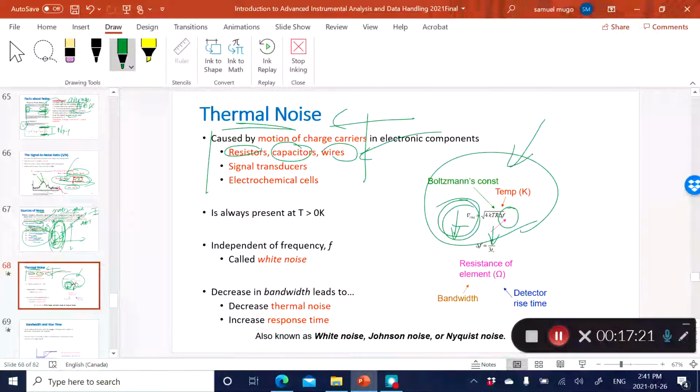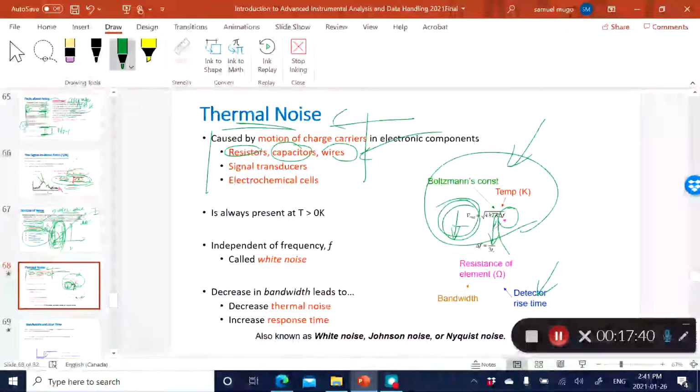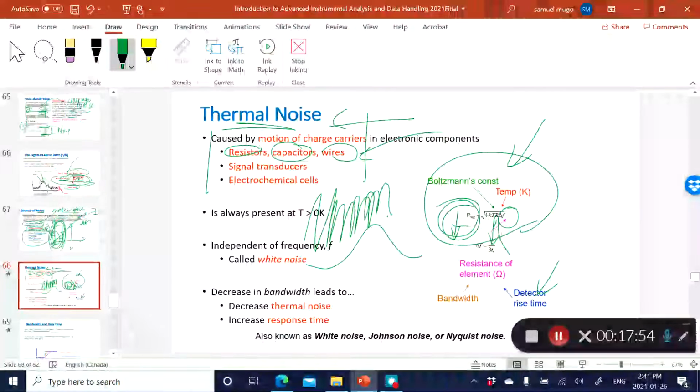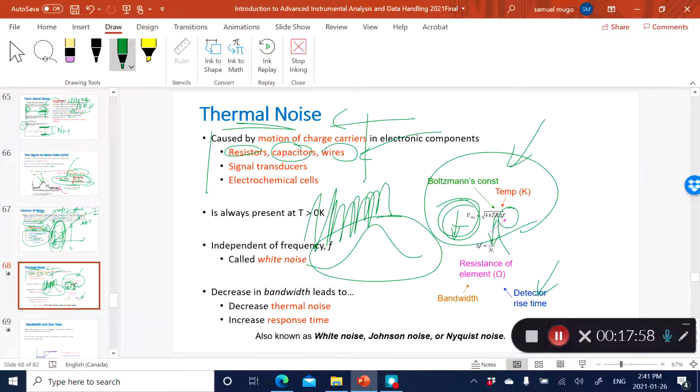And also, you can reduce the thermal noise by reducing the response time, or the rise time, of your detector. Because you're going to see, most noises are high frequency noises, and the signal is often a lower frequency signal. So that's a difference: noises are high frequency, whereas signals are generally low frequency. So essentially you can use the bandwidth to separate the two.